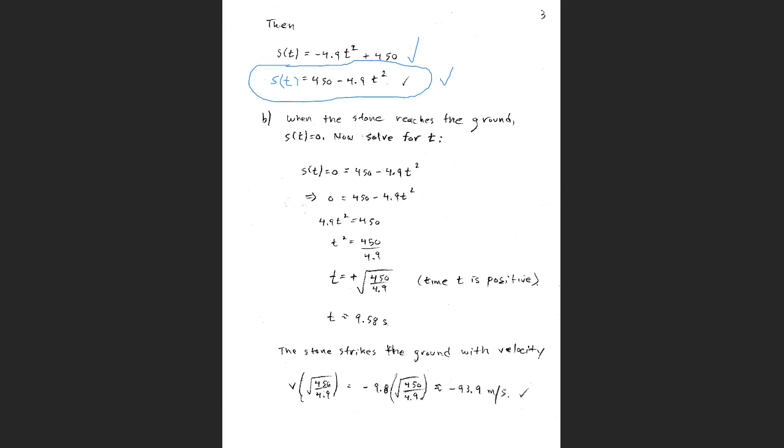I like writing it that way because it's easy to see that when t is 0, S of t is 450. Then as time goes on, S of t decreases because of the negative 4.9 t squared. It makes intuitive sense for me to write S of t this way, having the 450 first and then minus 4.9 t squared. How many like it in this form as well, the second form?